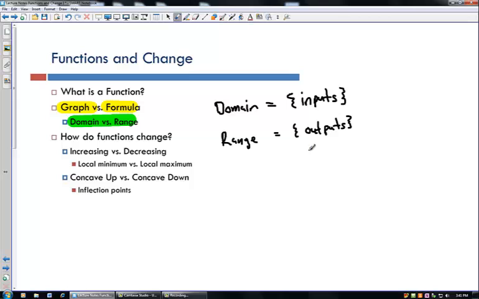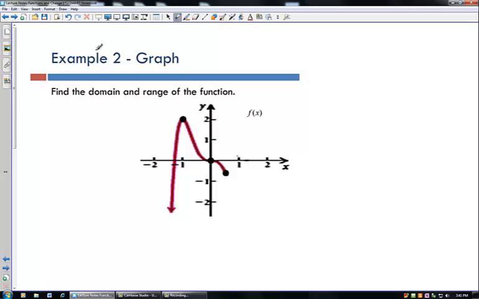So it's important to be able to identify what's going to go into your function, and then hopefully, if you can, identify what's going to come out of it. And we're going to do this two ways. First, we'll look at a graph, and then we'll look at a bunch of formulas. So let's take a look at the graphing part. We want to find the domain and range of the following function.